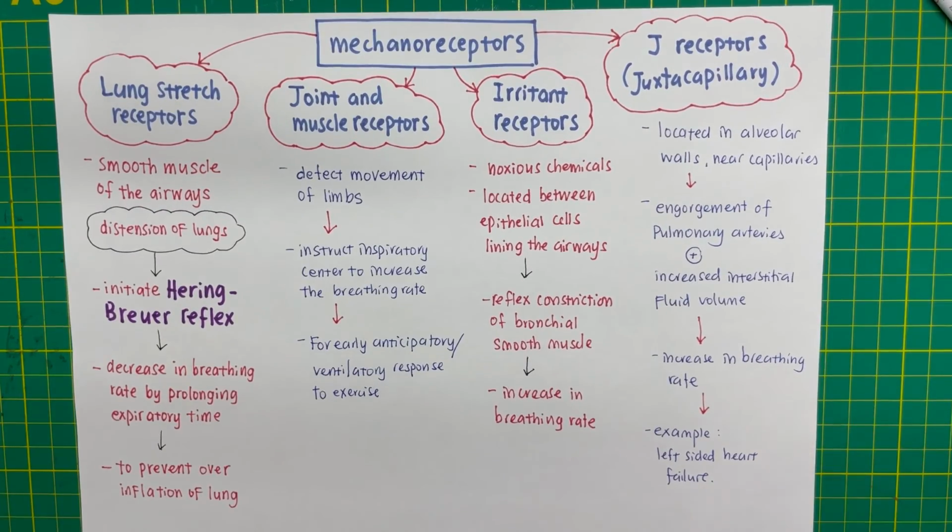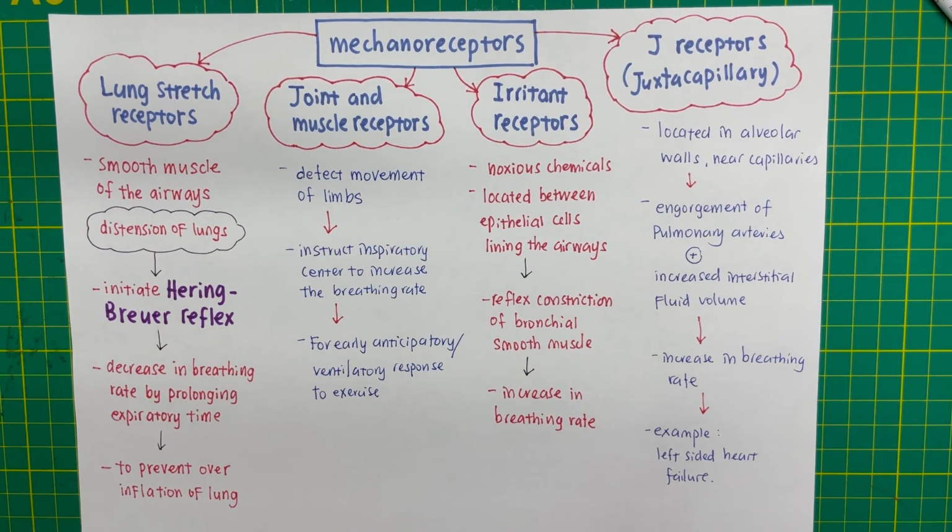So next we are going to discuss the mechanoreceptors. We have the lung stretch receptors, which can be found in the smooth muscle of the airway. When distension of the lung happens, it will initiate the Hering-Breuer reflex. The Hering-Breuer reflex is a reflex to prevent overinflation of the lung, and it will decrease the breathing rate by prolonging expiratory time.